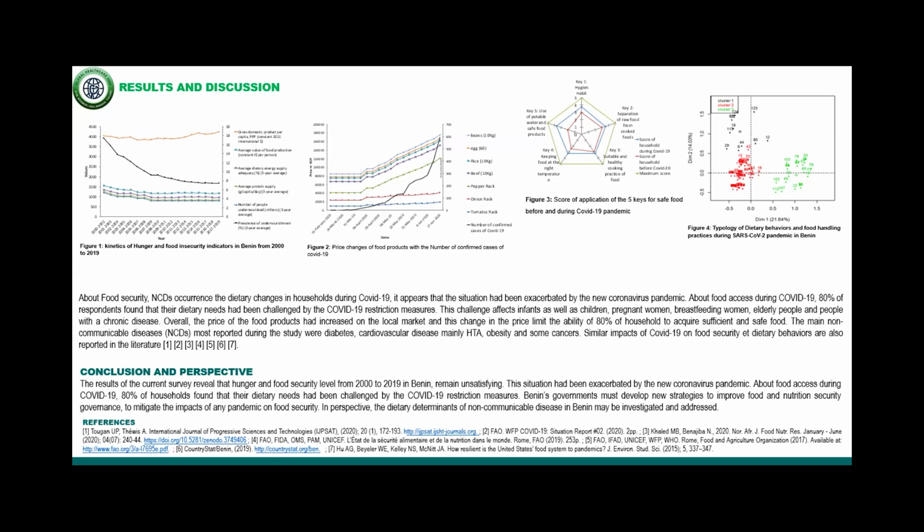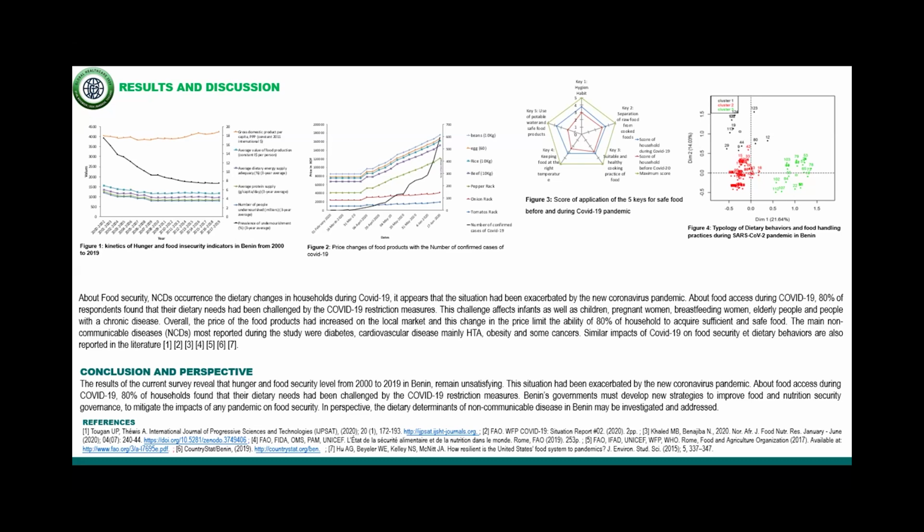Overall, the price of the food products has increased on the local market, and this change in the price limits the ability of 80% of households to acquire sufficient and safe food. The main non-communicable diseases most reported during the study were diabetes, cardiovascular disease, mainly asthma, obesity, and some cancers. Similar impact of COVID-19 on food security and dietary behavior were also reported in the literature.